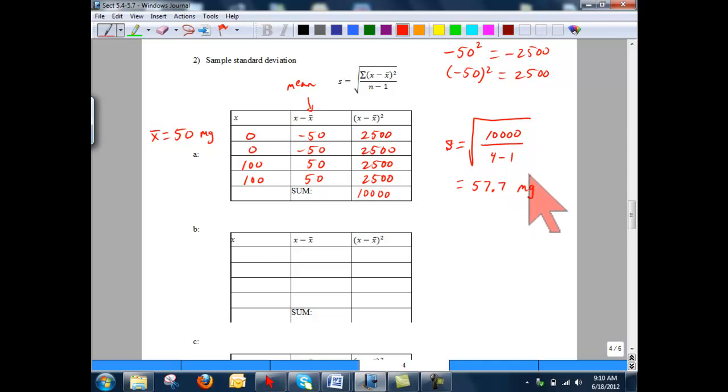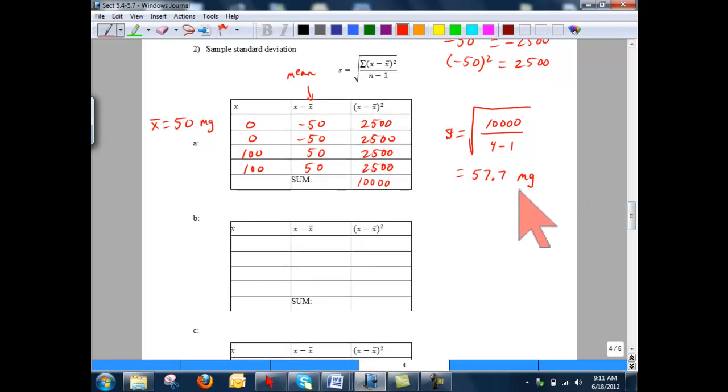By the way, why take the square root? Because if you think about units, the units of the original data are milligrams. When I subtract off the mean, the units are still milligrams. When I square those numbers, then the units in this last column are square milligrams. And no nurse or anybody else knows what that means, and so the square root is put on the formula to get the units back to that of the data.